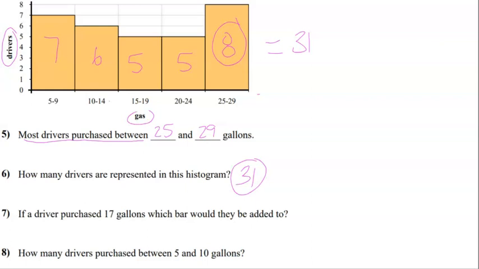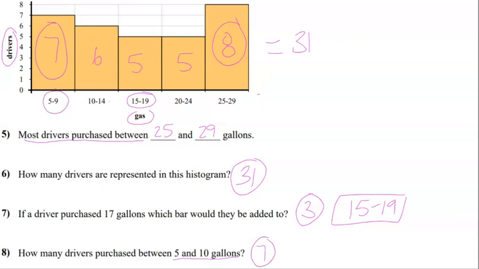If a driver purchased 17 gallons, which bar would they be added to? 17 is between 15 and 19 gallons, so they would be added to bar 3, the 15 to 19 gallon one. And then how many drivers purchase between 5 and 10 gallons? That would be 7 drivers because they are in that 5 to 9 category.